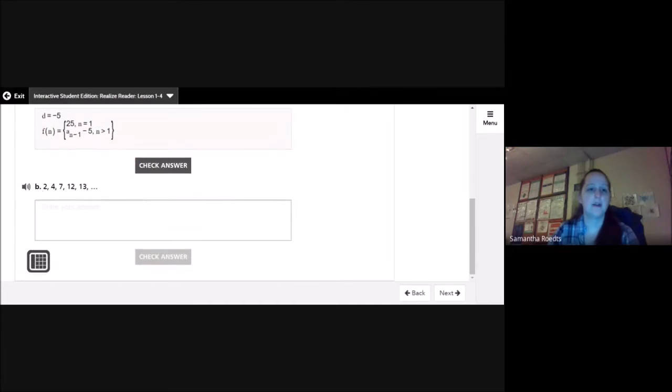Okay. How about for 2, 4, 7, 12, 13? So from 2 to 4, I add 2. From 4 to 7, I add 3. 7 to 12, I add 5. 12 to 13, I add 1. So this is not an arithmetic sequence.